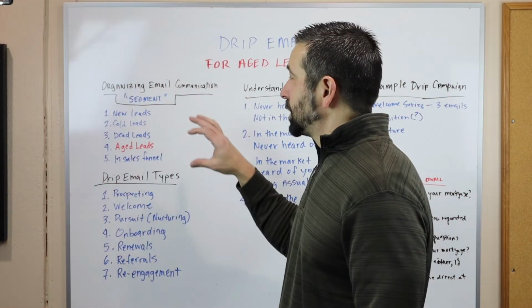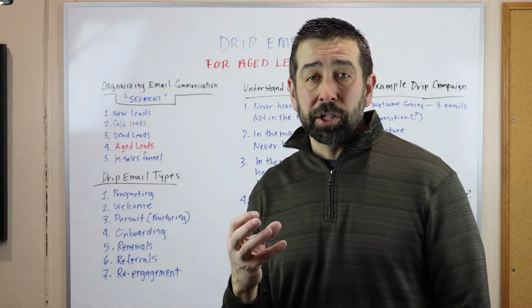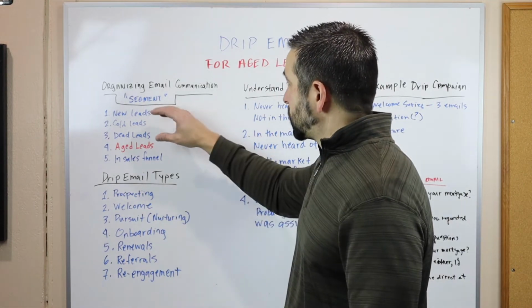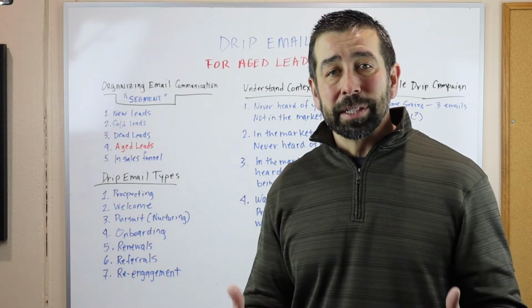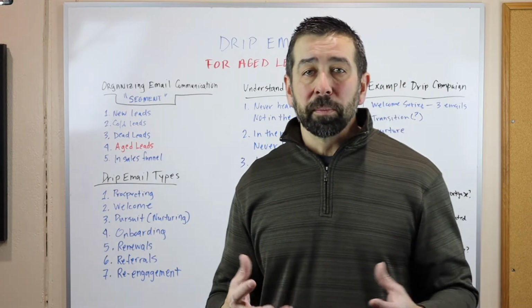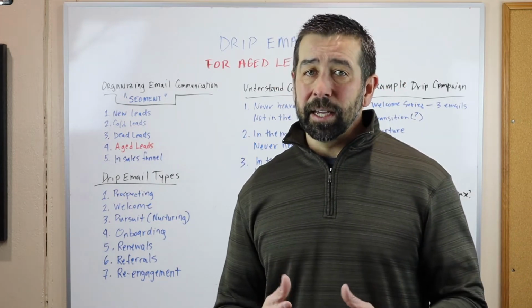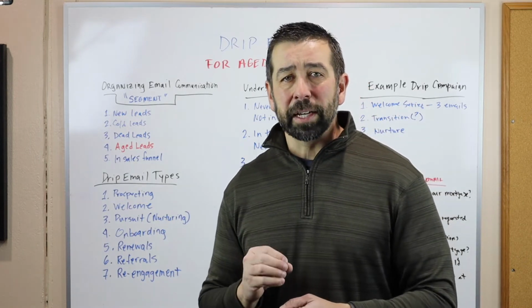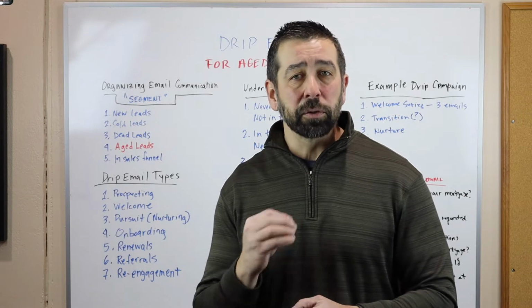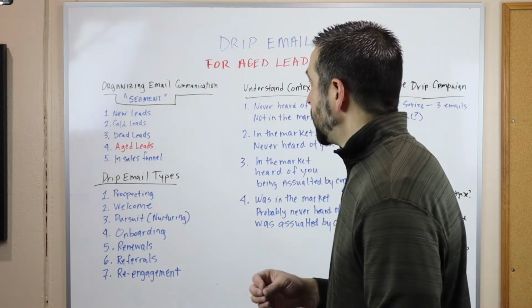The first step whenever I'm building a new drip email campaign is to organize my email communications by different categories. In email speak, this is segmenting your list, because ultimately not every lead is the same and you don't actually get every lead in the same manner. That really affects how you build the campaign and how you start the communication process.